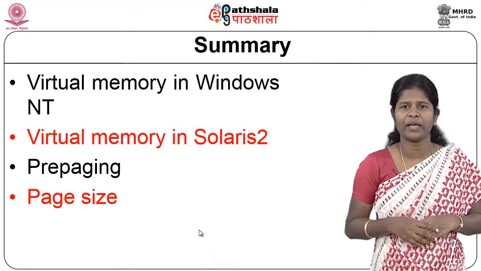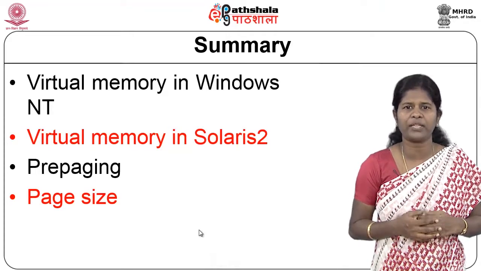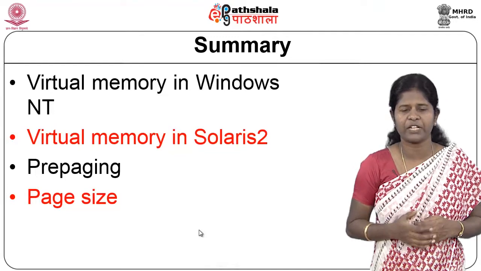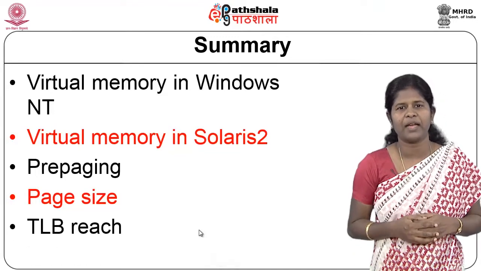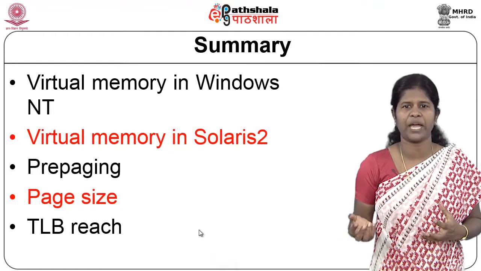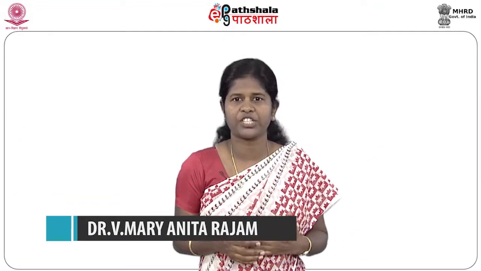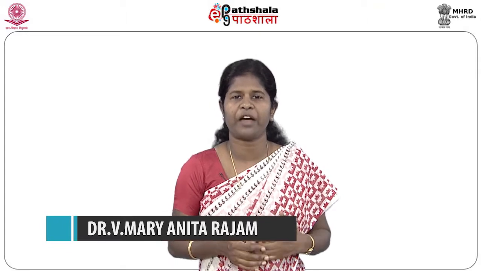Then we saw how page sizes can be large or small, and what the implications of having different page sizes are. And then we understood what is meant by TLB reach, that is, how much memory can be accessed by just looking into the contents of the TLB. Then we also saw how program structure affects the performance, or the number of page faults, and the user having knowledge about program structure and demand paging will lead to better performance.